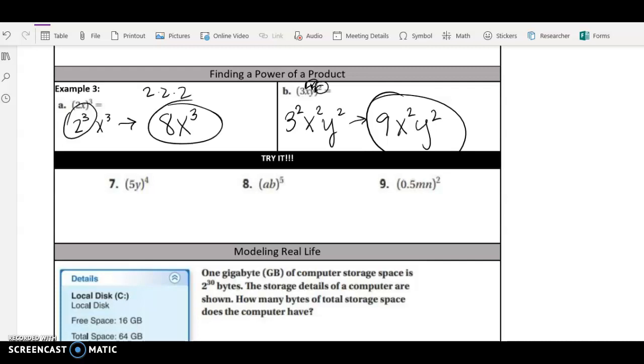I want you to try 7, 8, and 9 on your own, and then you're going to check your answers with mine.